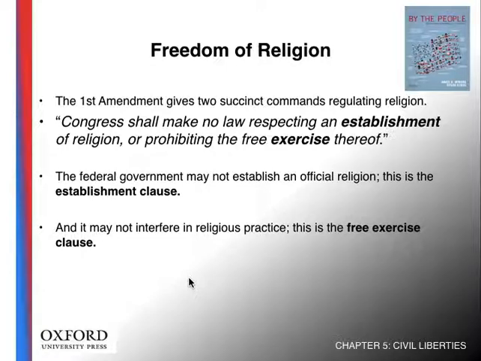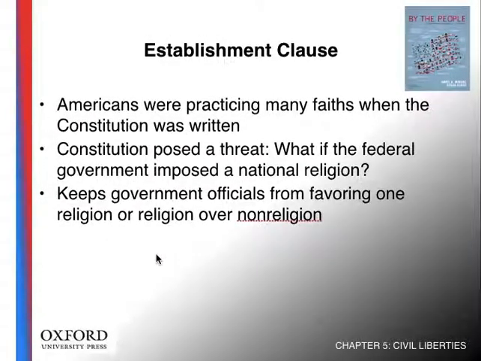And of course, there are limitations. If religions are killing people, there is some right for the government to intrude. But we're talking about the free exercise of religion that doesn't harm people. So the Establishment Clause, Americans were practicing many faiths at the time of the Constitution. The Constitution posed a threat. What if the federal government imposed a national religion? And so this keeps government officials from favoring one religion over another, or religion over non-religion. So we do have practices of religious culture in government, but the government is not allowed to establish a national religion that everyone must follow.